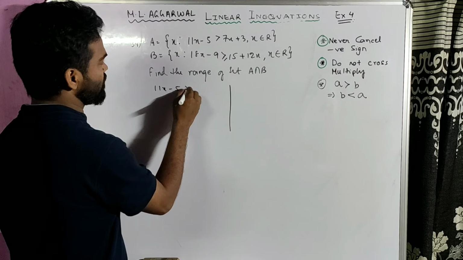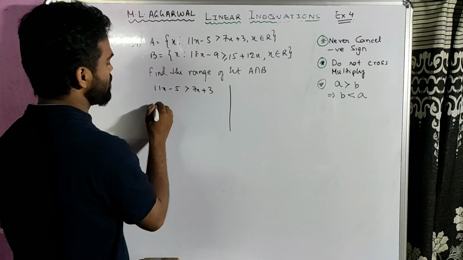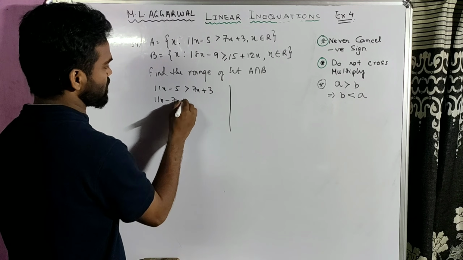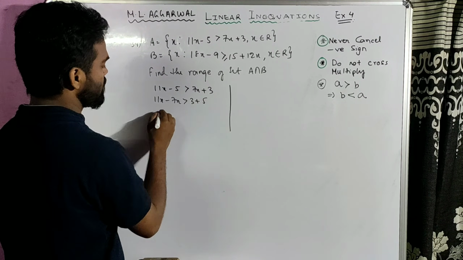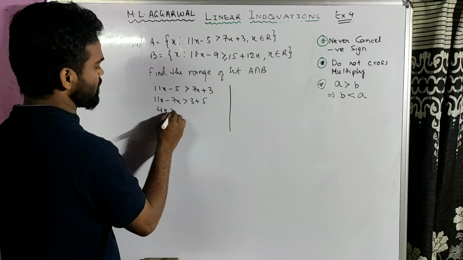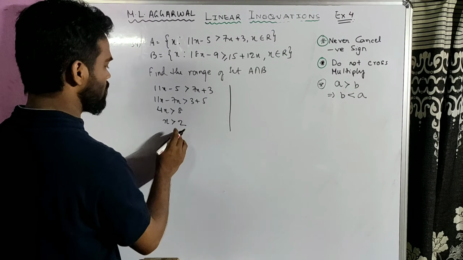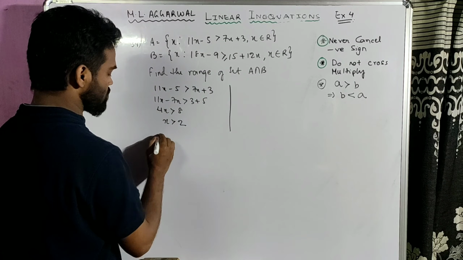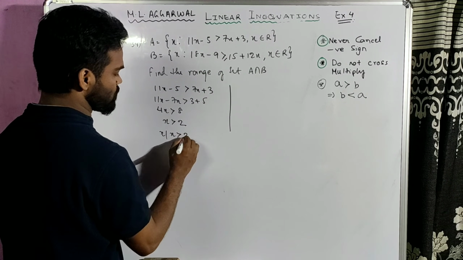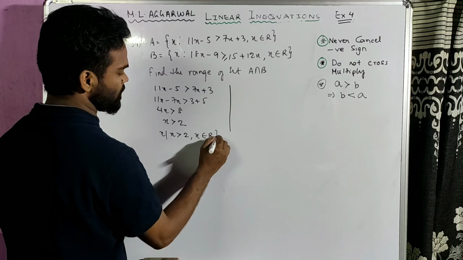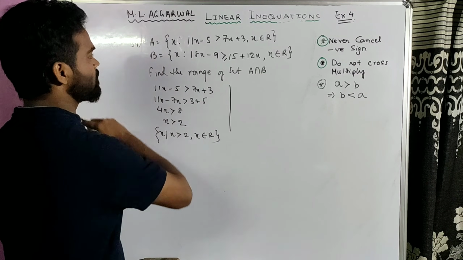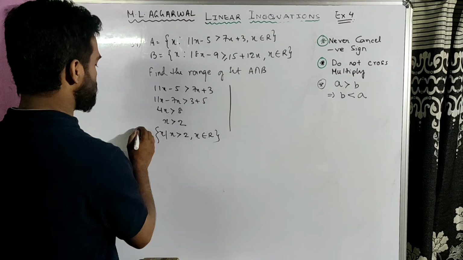11x minus 5 greater than 7x plus 3, which means 11x minus 7x greater than 3 plus 5, which means 4x greater than 8, which means x greater than 2. Simple. So it's a real number. So x is such that x is greater than 2 and x belongs to real numbers. So that's my solution set for A.